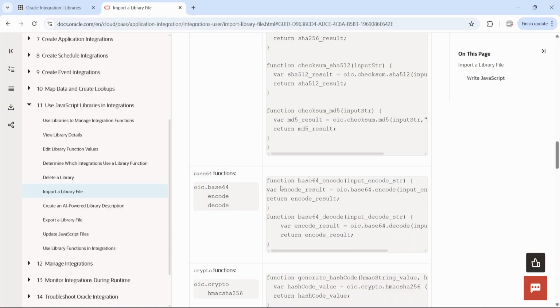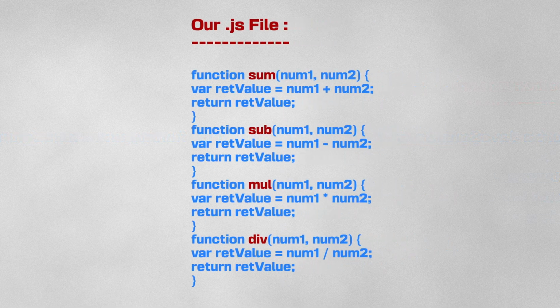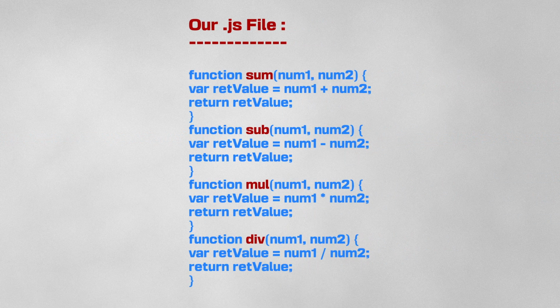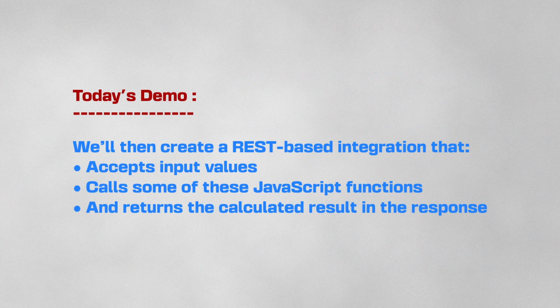as a JavaScript library. So in today's demo, we will import a JavaScript file that contains four simple functions: sum, subtract, multiply, and divide, like a calculator. As you can see on your screen, the JavaScript file looks like this. So it has four functions, each takes two numbers and returns a result. And then we will create a REST-based integration that accepts these input values, and then we call JavaScript functions to return the calculated result in the response.